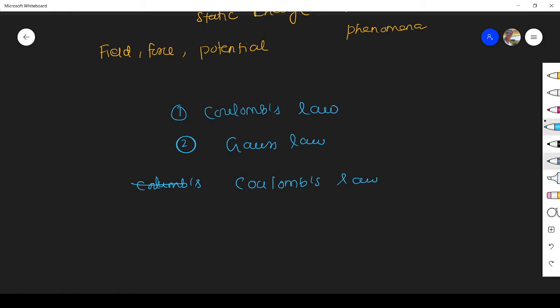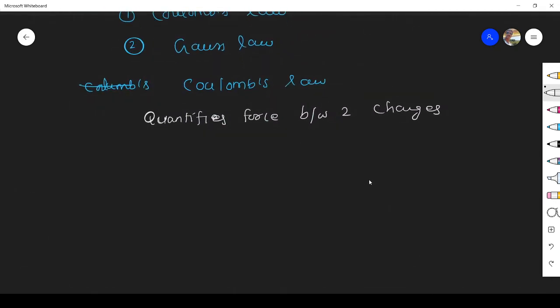So what is the significance of Coulomb's law? It quantifies the force between two charges. What is the meaning of quantifying the force between two charges?